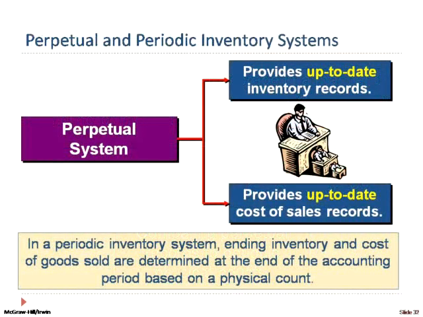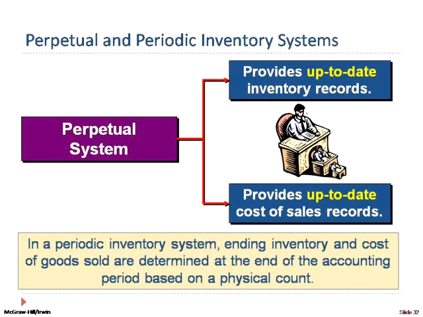In a perpetual inventory system, a detailed inventory record is maintained, recording each purchase and sale during the accounting period. This up-to-date record is maintained on a transaction-by-transaction basis. To this point in the text, all journal entries for purchase and sale transactions have been recorded using a perpetual inventory system.